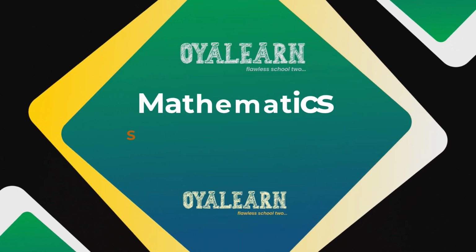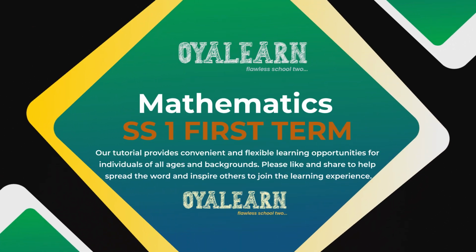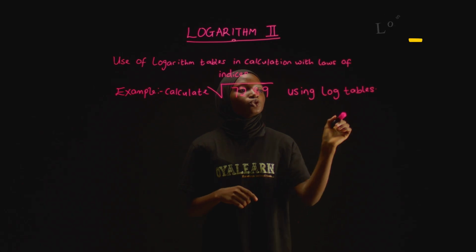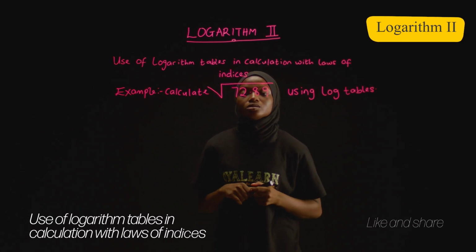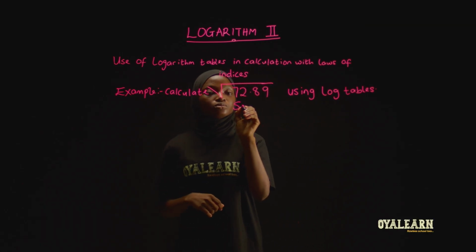Let's learn how to calculate the square root of 72.89 using logarithm table and law of indices. Solution.